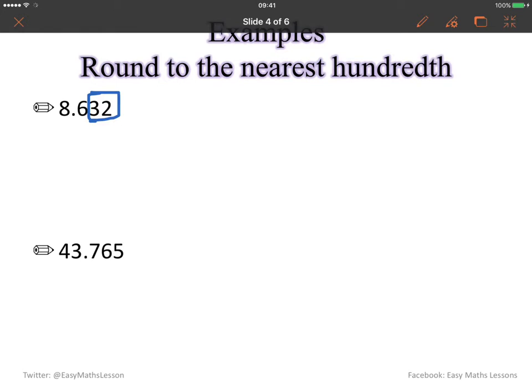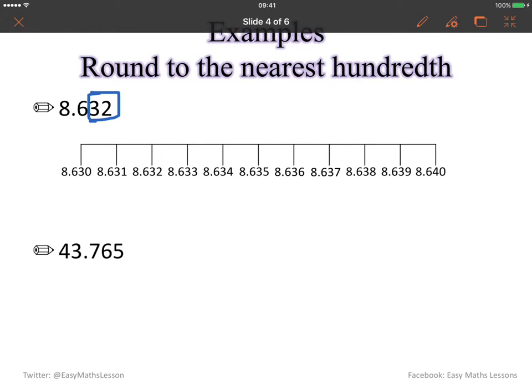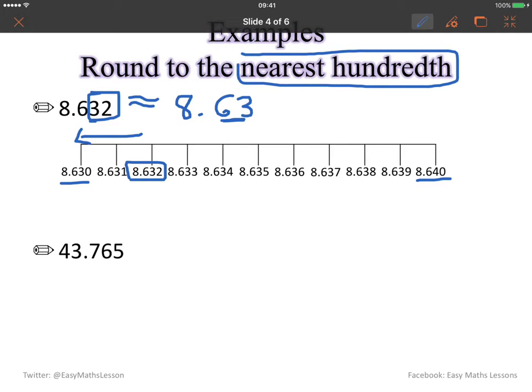Or I can do it on a number line, and I've got my 8.63, and it's going to go all the way to 8.64 with everything in between. Now 8.632 is right here, and I can see it's the closest to 8.63. So 8.632 is approximately equal to 8.63. Notice how I now have two decimal places in my answer. It is because I had to round to the nearest 100th.